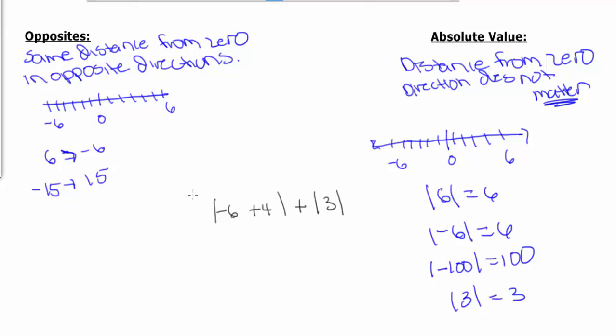If we have this problem to do, the absolute value of negative 6 plus 4 plus the absolute value of 3, you're going to treat these as parentheses. You do what's on the inside first. Negative 6 plus 4 is going to give you negative 2, plus the absolute value of 3. So we have negative 2 in here, but it's asking for the absolute value of negative 2. So that becomes 2. The absolute value of 3 is 3. So our answer is 5. Those absolute values are treated like parentheses.